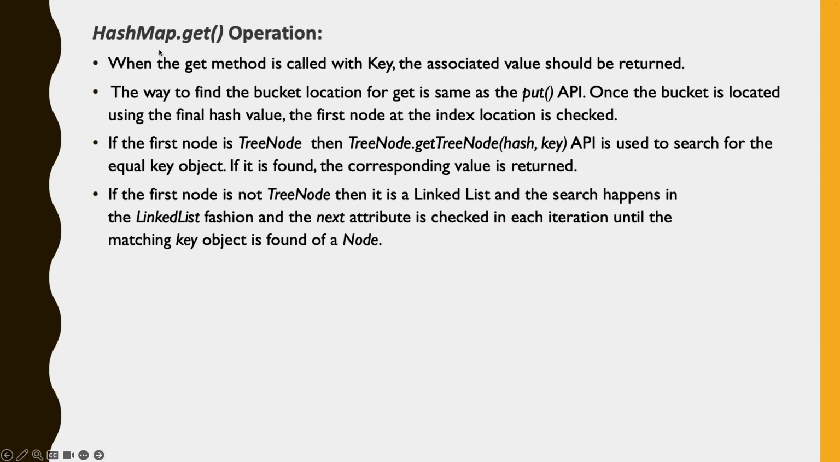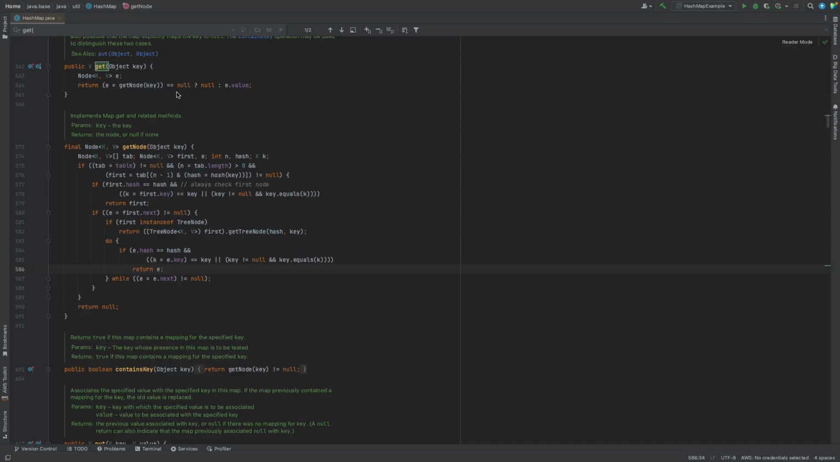What will happen if the HashMap.get operation is called? When the get method is called with a key, then its associated value should be returned. The way to find the bucket location for get is the same as that of the put API. Once the bucket is located using the final hash value, then the first node at the index location is checked. This is the get method of the hash map.